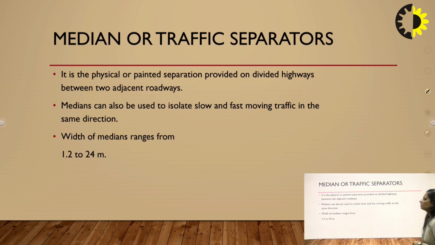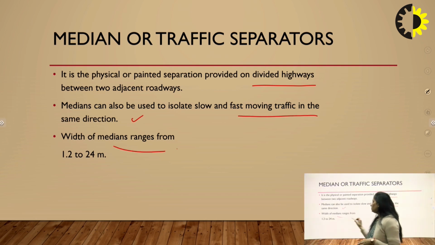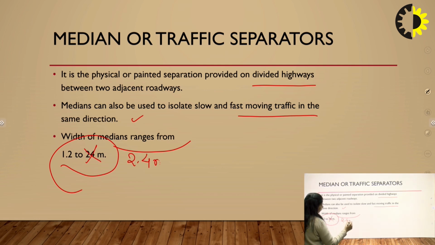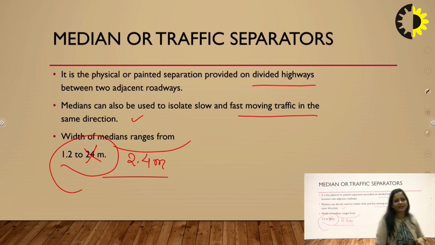Now the next term is median or traffic separators. Okay, what is this median? As we know very well, this is actually a space between two kinds of lanes. It is a physical or painted separation provided on divided highways between two adjacent roads. Okay, medians can also be used to isolate slow and fast moving traffic in the same direction. The width of median ranges from 1.2 to 2.4 meter. Okay, it cannot be 24 meter, 24 meter is a very large range.